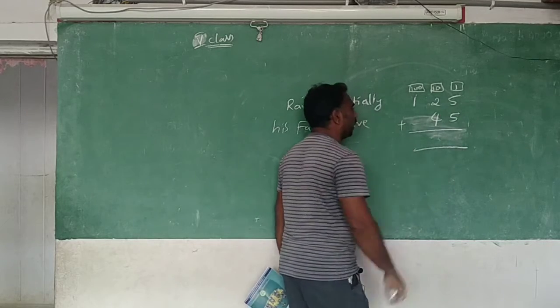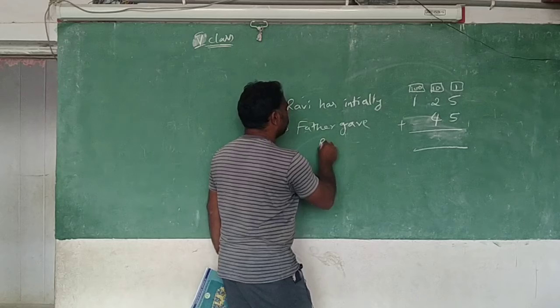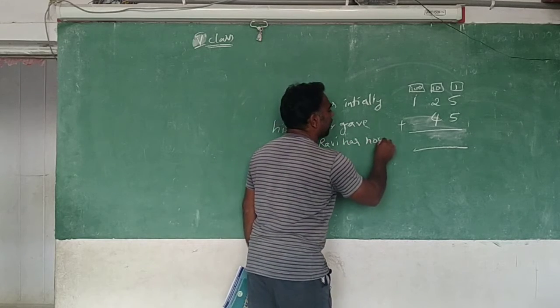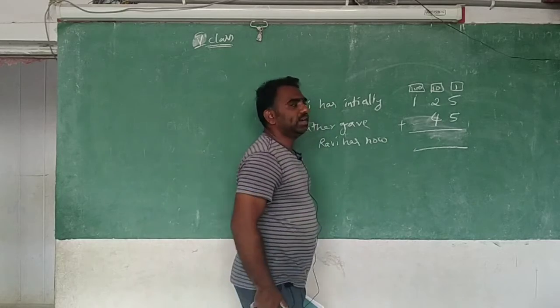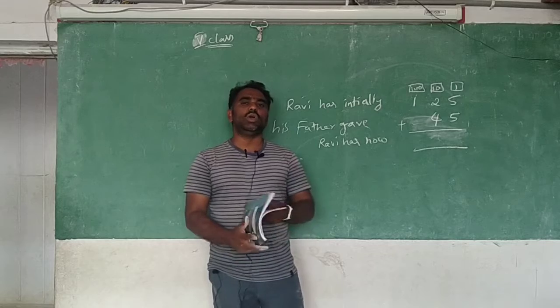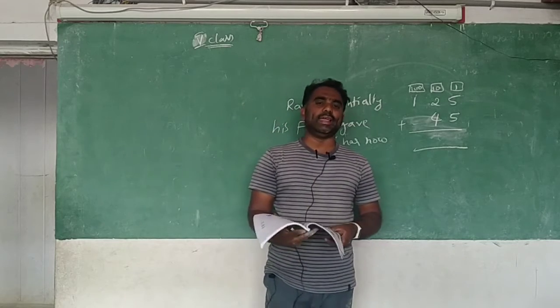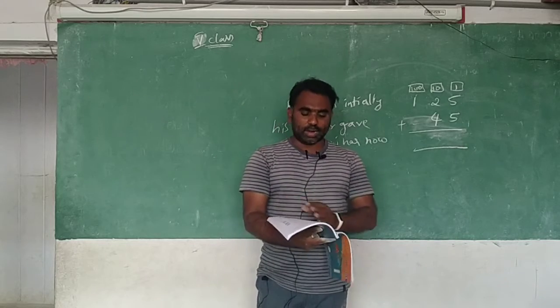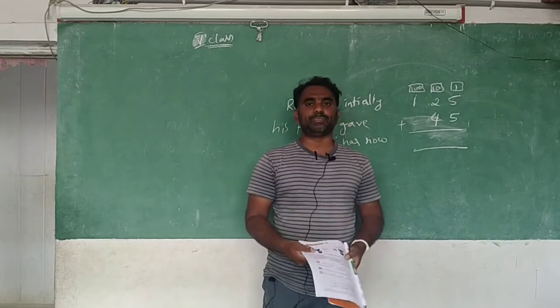Now we can do the addition because we want the total money. So how much money is there with Ravi now? We need to do the addition. Do you know how to do the addition? You can do it by the direct method. Do it in your textbook only, not in your notebook. Okay.